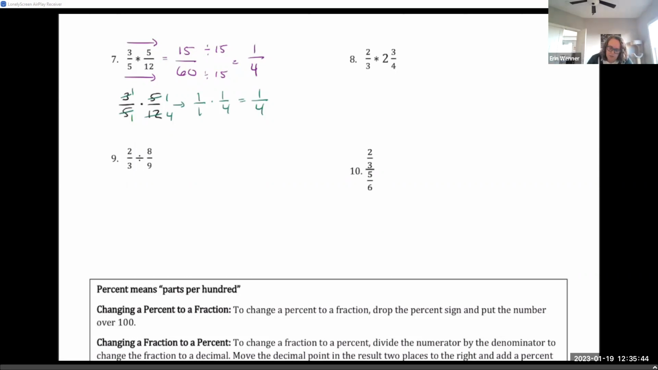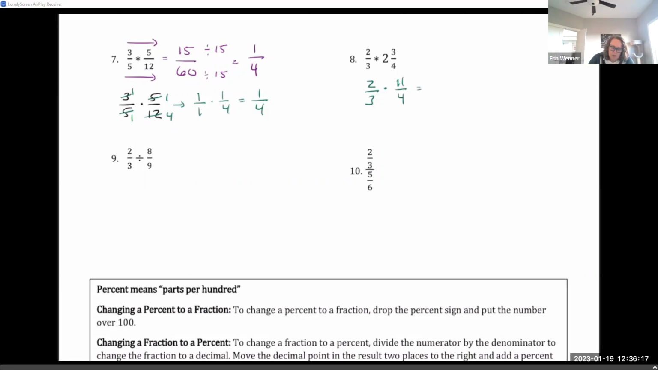With number 8, as you can see, we've got a fraction times a mixed number. Again, you want to take that mixed number and turn it into an improper fraction. So we would have 2/3, and then the mixed number is going to be 4 times 2, which is 8, plus 3 is 11. So we'd have 2/3 times 11/4. So once we convert that, then we can multiply through as we would.